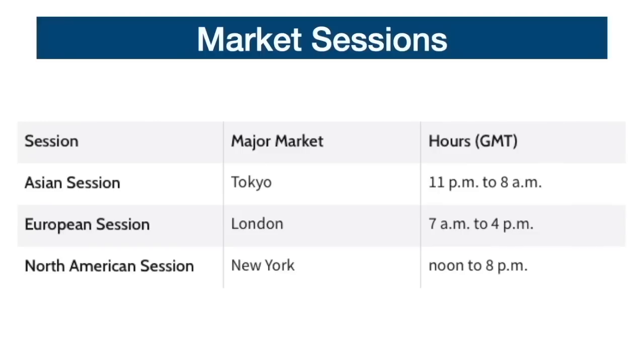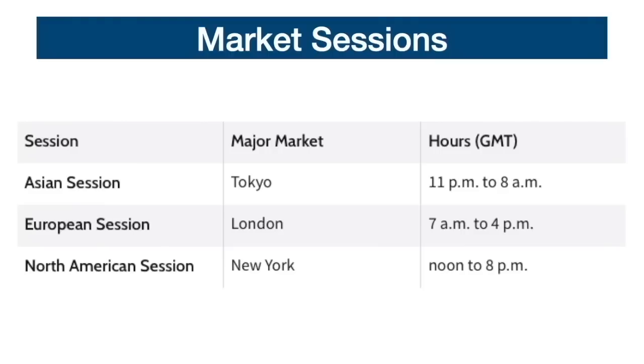The session starts at 7 a.m. and finishes at 4 p.m. GMT. The American session is the second most volatile session of the three. The economic center that runs this session is New York. Other important economic centers in this session are Canada and Mexico. This session starts off at noon and finishes at 8 p.m.